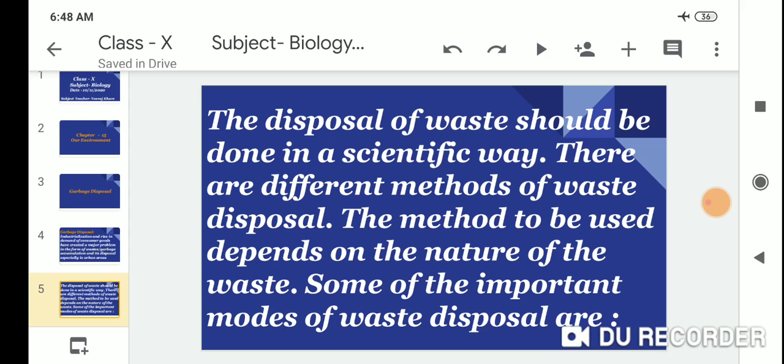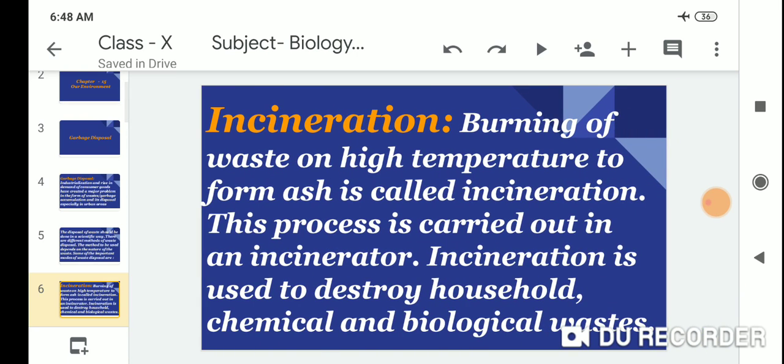Some of the important modes of waste disposal are: incineration, the burning of wastage at high temperature, which is called incineration. This process is carried out in incinerators.